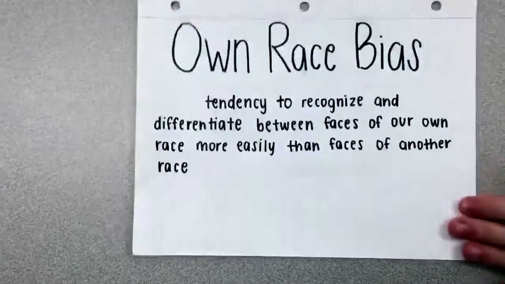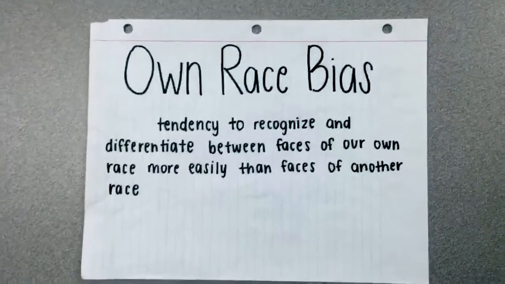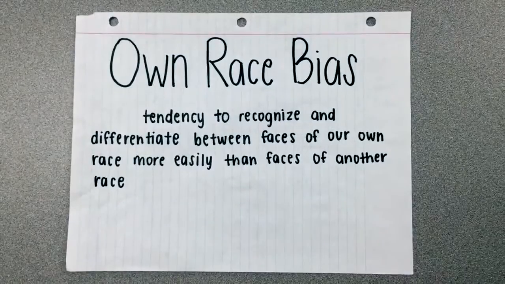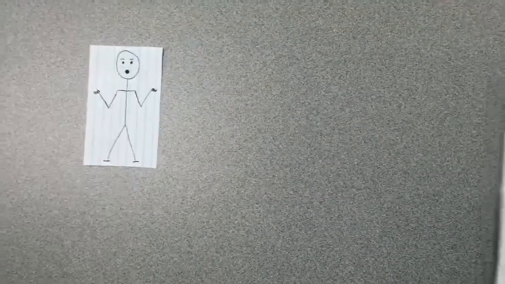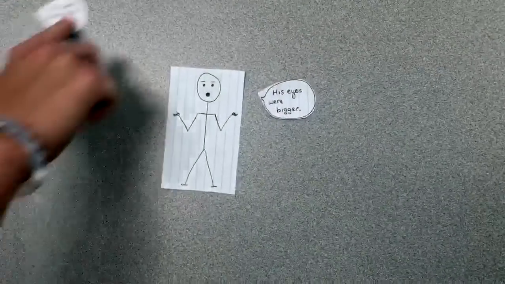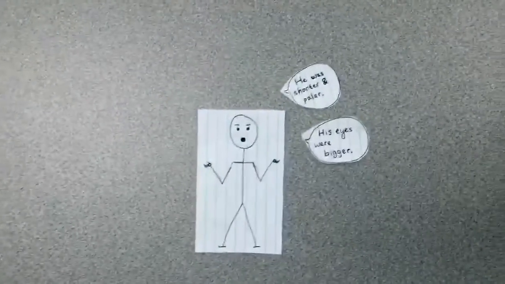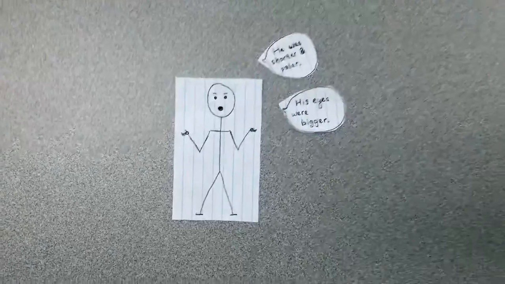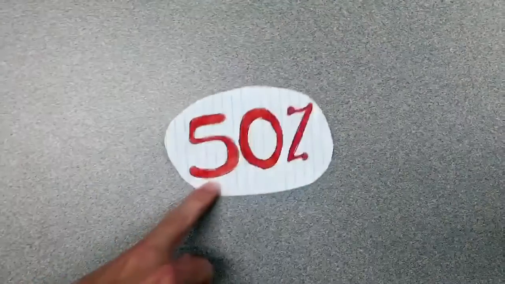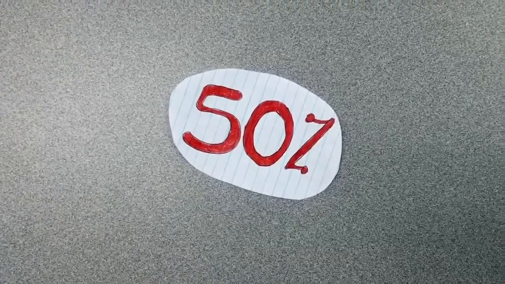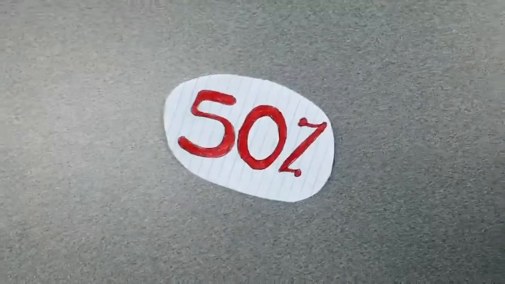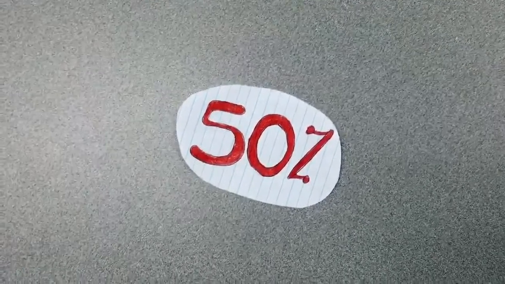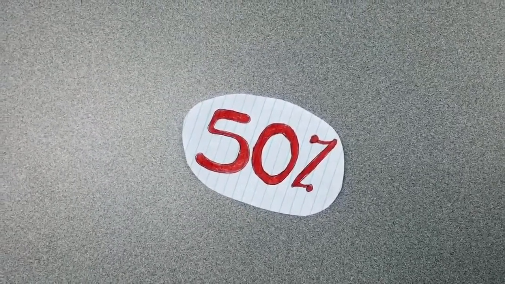Own race bias is a specific example that leads to misidentification. Own race bias is the tendency to recognize and differentiate between faces of our own race more easily than faces of another race. Race bias poses problems for eyewitness identification, for example, picking a criminal out of a lineup, because people are less accurate when identifying individual members of another race. In fact, research has shown that when the witness and suspect are of different races, the witness has a 50% chance of making the wrong identification. This phenomenon is probably not due to prejudiced attitudes, but rather to a lack of exposure to people of other races and lack of practice perceiving that race's facial features.